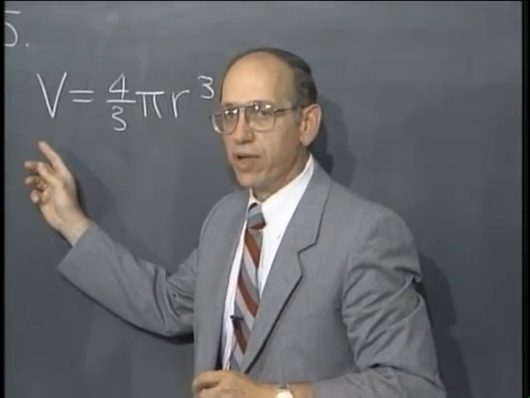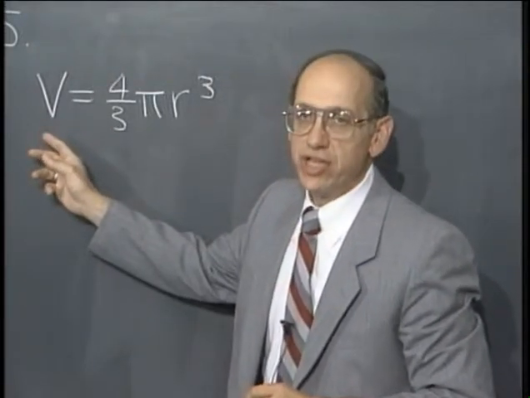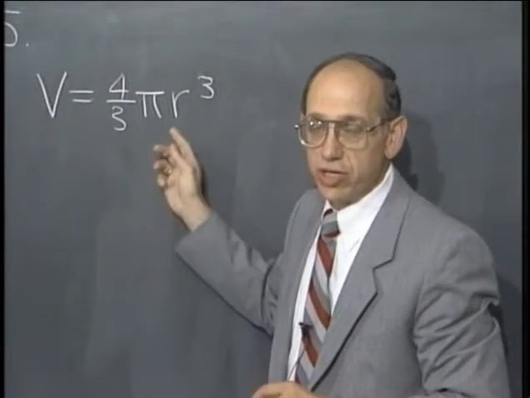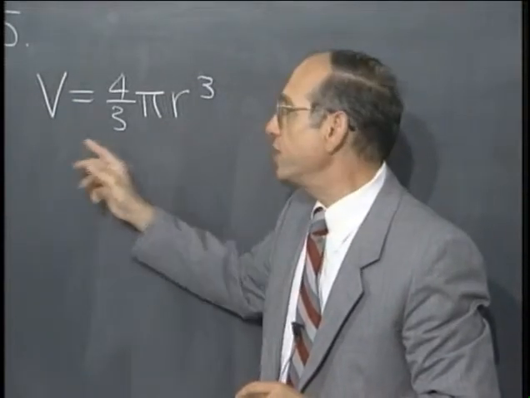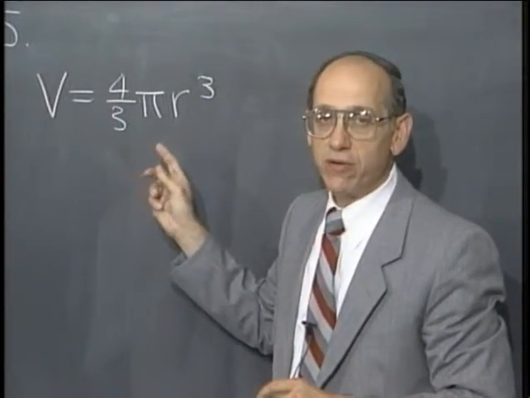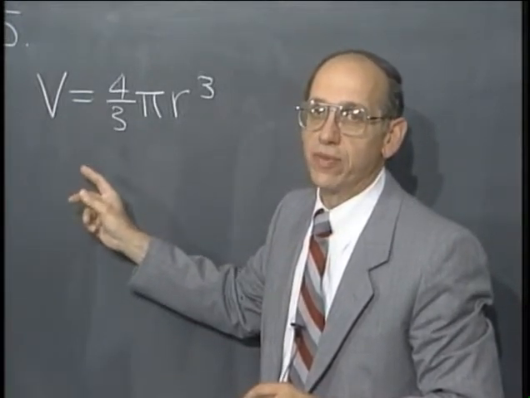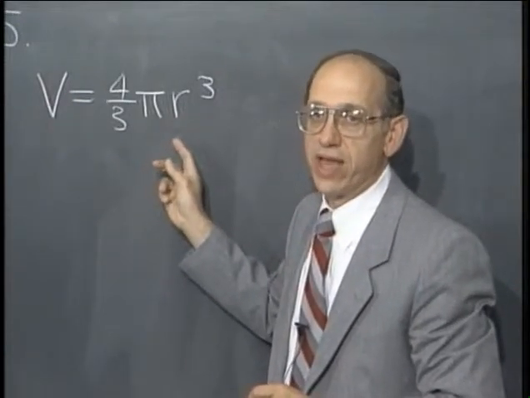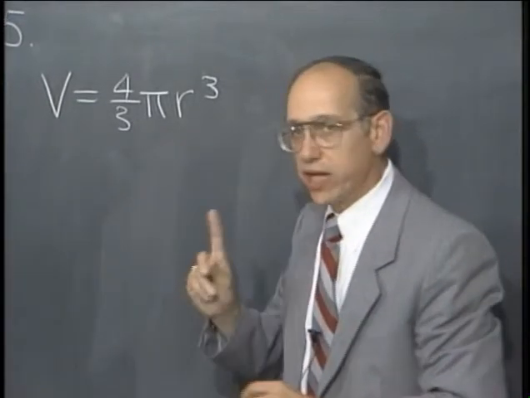Now you must remember that since helium is being pumped into the balloon, the volume is changing with time. Therefore, the volume is a function of time. The radius is increasing also with time. So the radius is a function of time. Hence, if we take the derivative of this equation with respect to time, we'll get a relationship between the rate of change of volume with time, that is dV/dt, and the rate of change of the radius with time, that is dr/dt. So we take the derivative with respect to time.